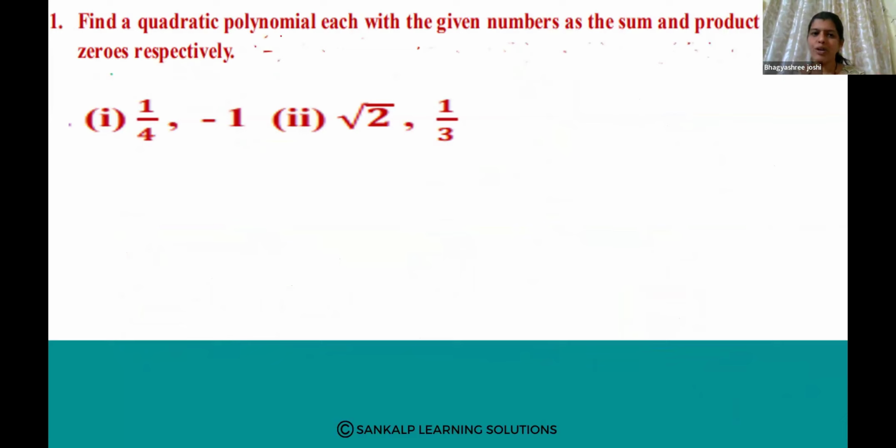Then C, find a quadratic polynomial each with the given numbers as the sum and product of its zeros respectively. What they have given here, they have given alpha plus beta sum value and product value, right?